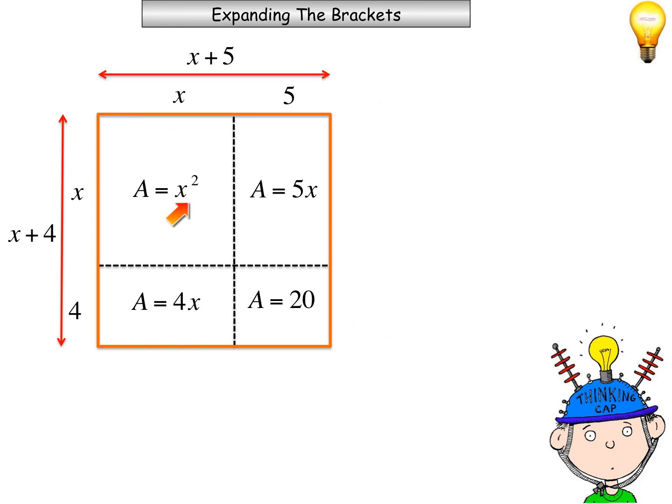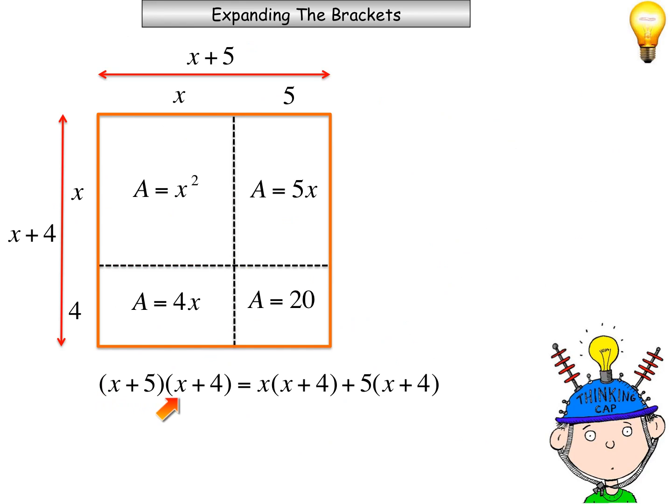So the first one is x times x, x multiplied by x. This one here is 5 times x, which is 5x. This one is x times 4, or 4 times x, and 4 times 5.